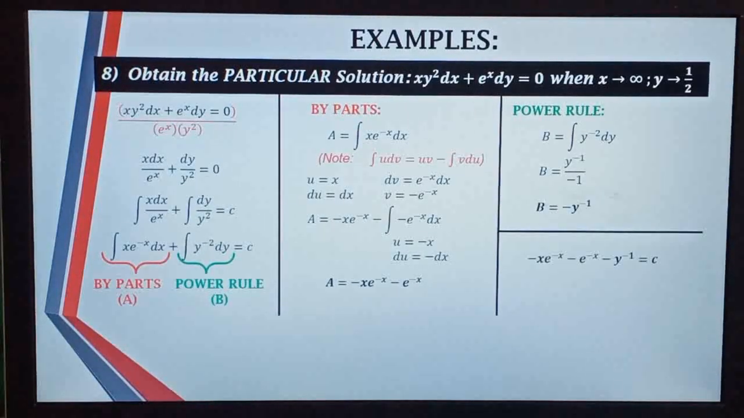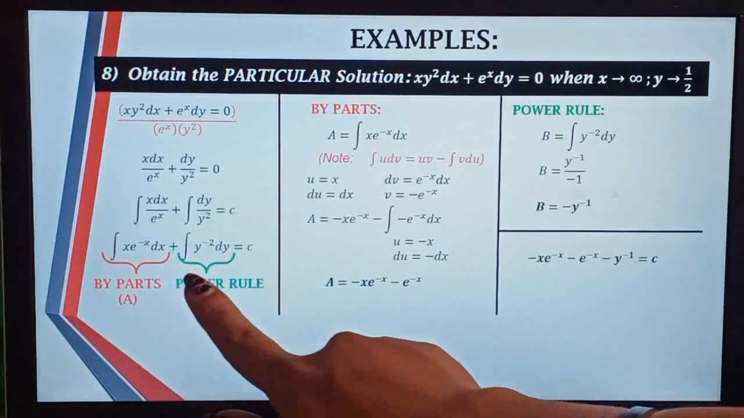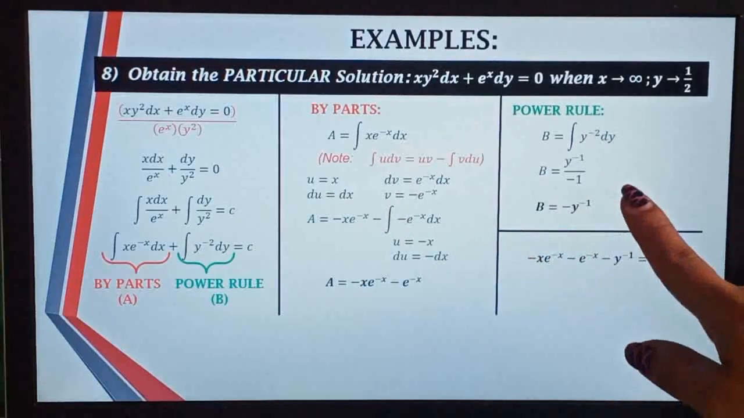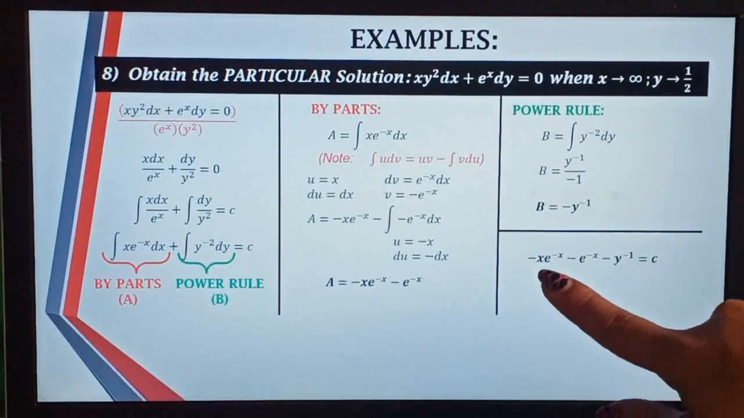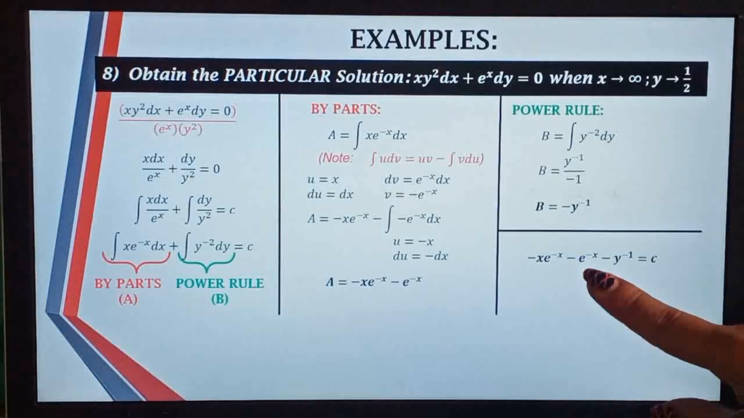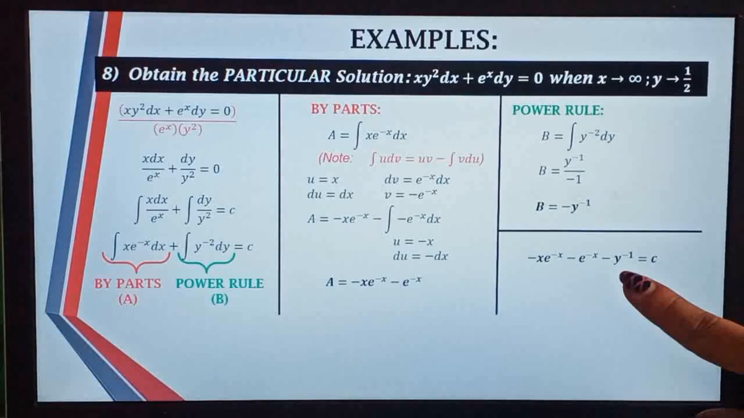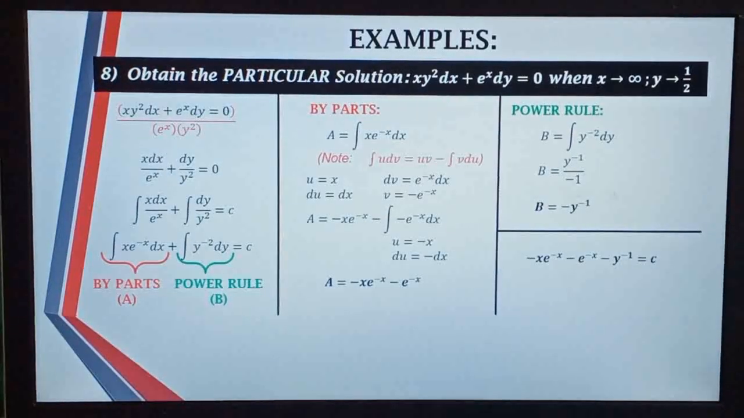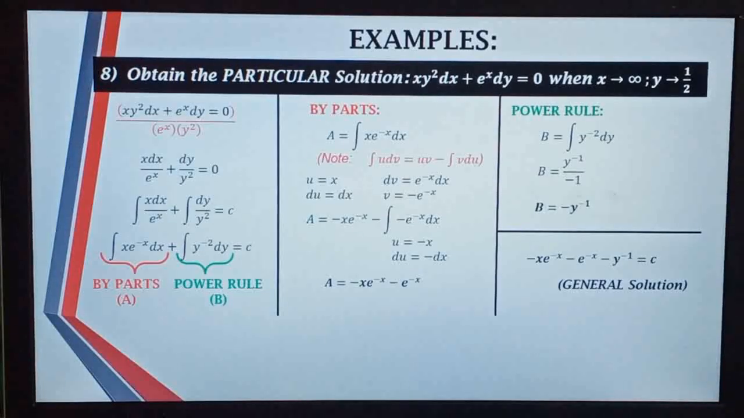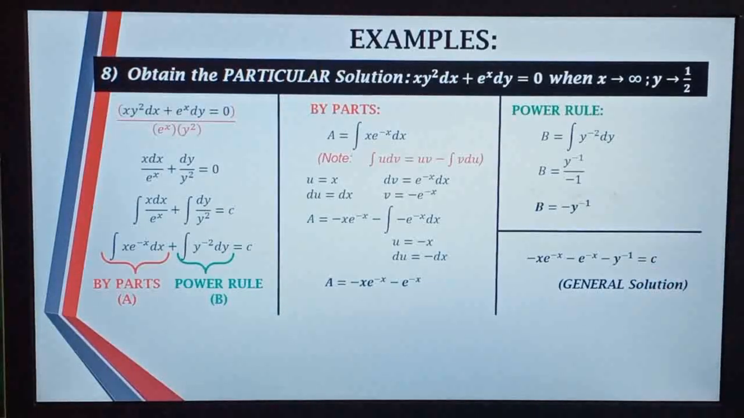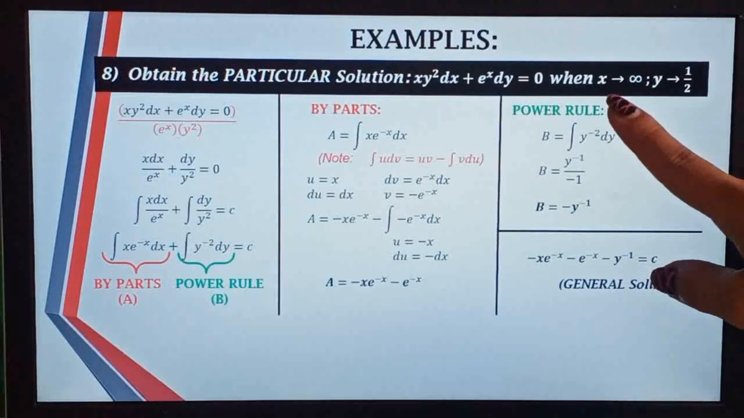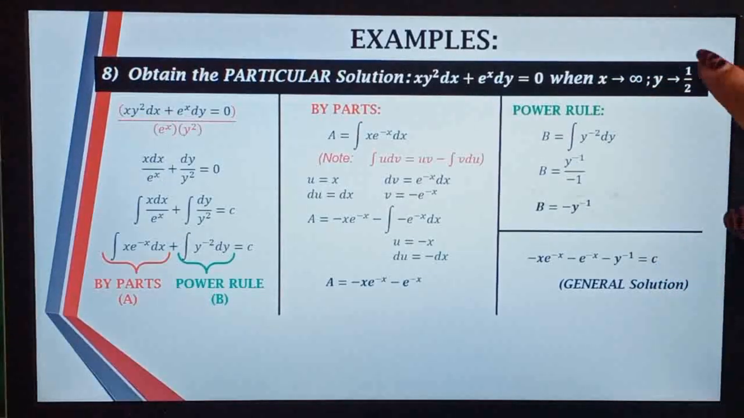So, in that case, since meron na tayong value ni A saka ni B, you have A plus B. So, pagsasamahin lang natin si A saka si B. You will now have negative x e raised to negative x minus e raised to negative x minus y raised to negative 1 equated to c. Then this can be your general solution since you still have the arbitrary constant c. But our target is to have the particular solution. So you have to substitute the value of the x and the y.